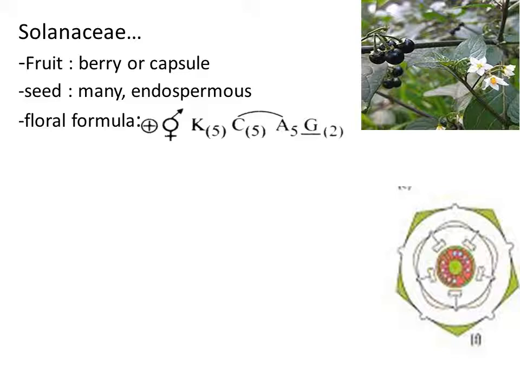Right. Yes, the next whorl. Next to the androecium, there is a gynoecium, the female reproductive whorl. So the ovary is superior. So we have to write capital G, with one line below that. Next, the number of carpels is 2. There are 2 carpels present. So we have to write 2 in bracket.